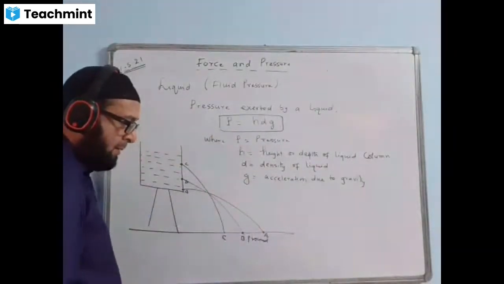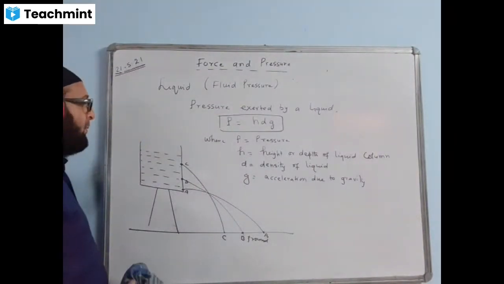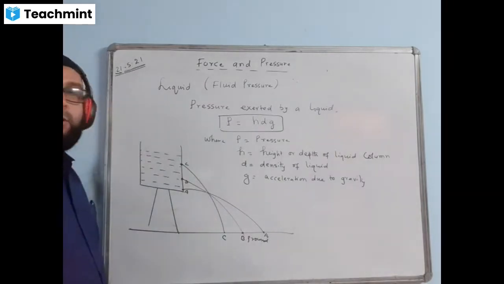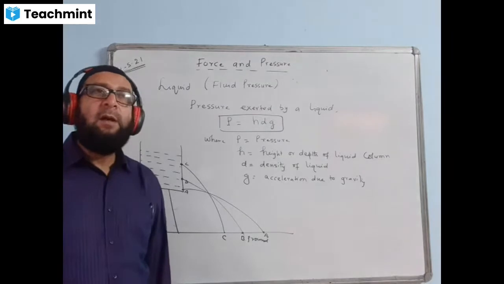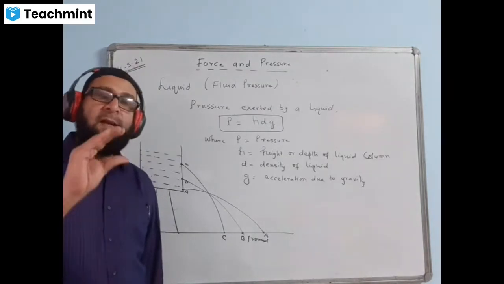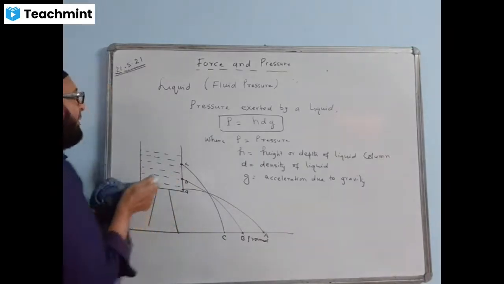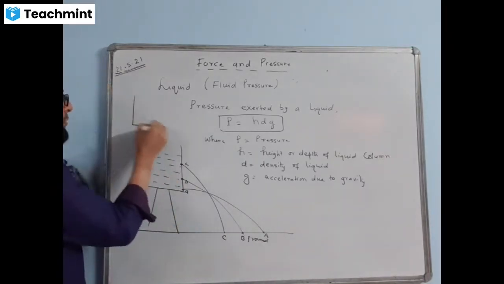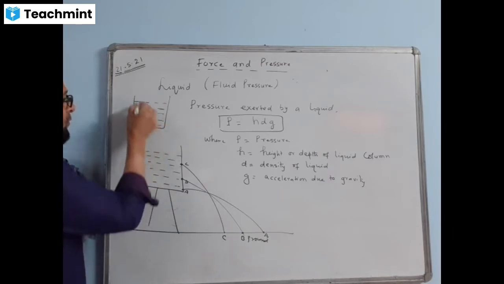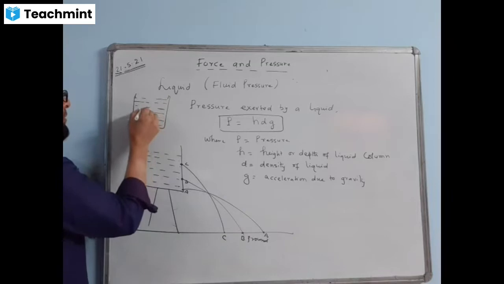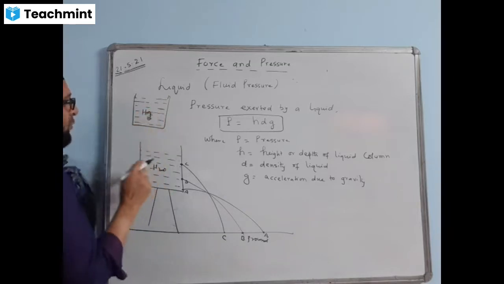Now, it depends upon the density of the liquid also. How does it depend on the density of the liquid? More the density, more the pressure. For example, suppose we are having equal quantity of water and equal quantity of mercury, the same volume. This is mercury, Hg. This is H2O.